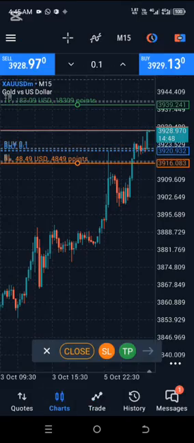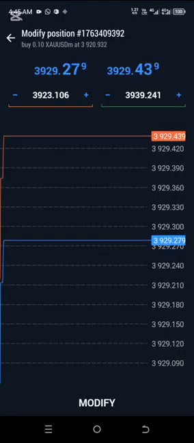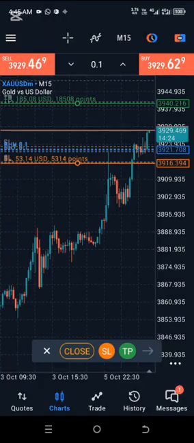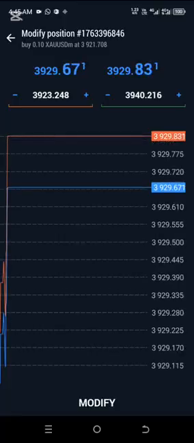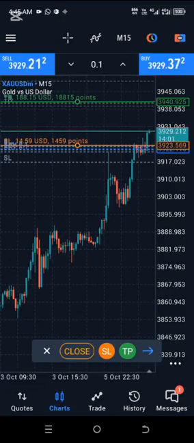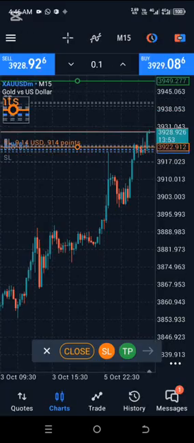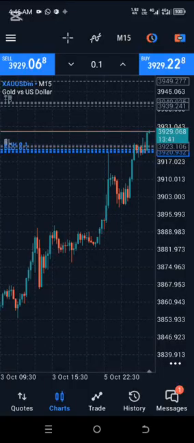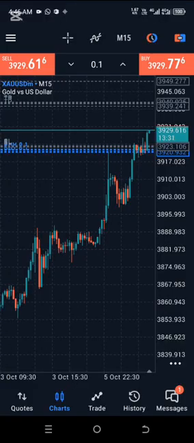So from here, 5 trades were already running, so I decided to start moving my stop loss to break even. As you can see, I started moving all my stop losses. This was where I moved my last stop loss to break even. At this point, I was already risk free from the trade. I was no longer at risk, so I was just watching the trade to see how it goes.